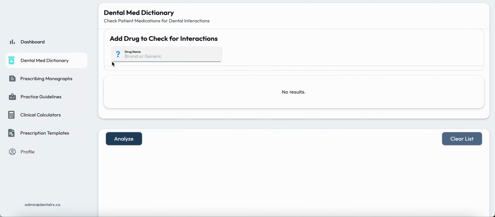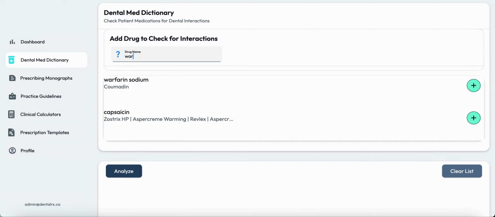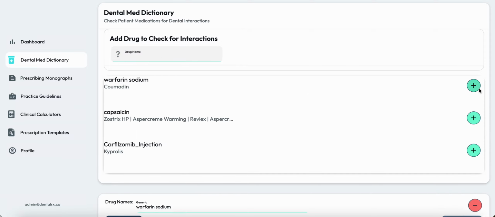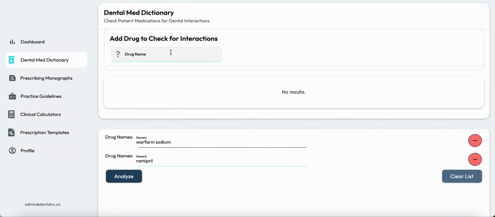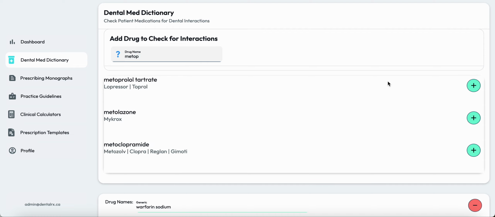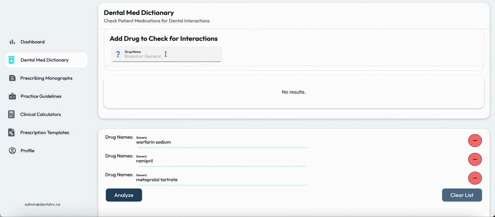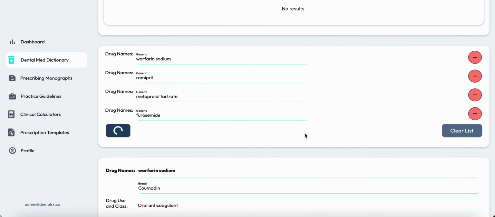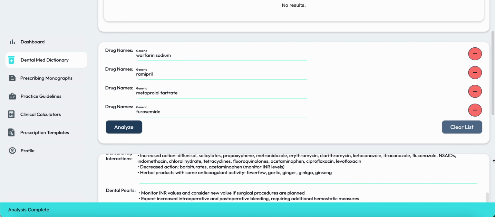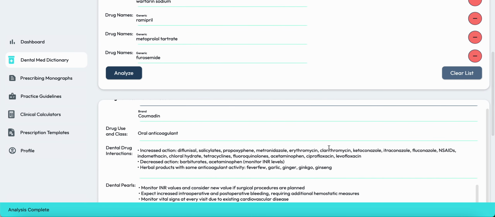So first thing we'll do is we'll go to Dental Med Dictionary. We'll look up the patient's medications. So we'll look up warfarin, ramipril, metoprolol, as well as Lasix, just to show we can search by the brand name. We'll analyze these medications, and then we'll come down here.